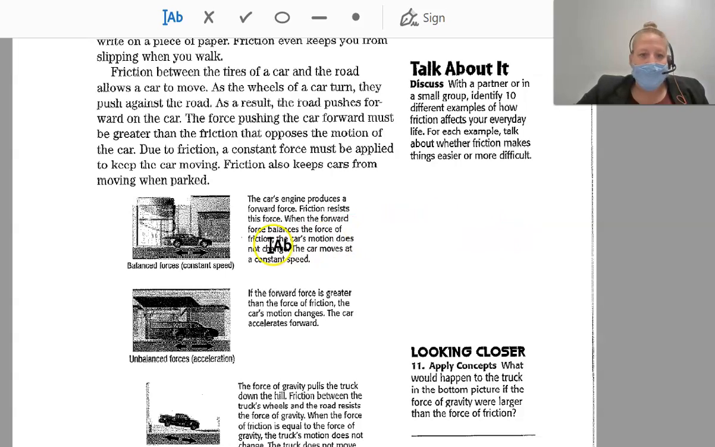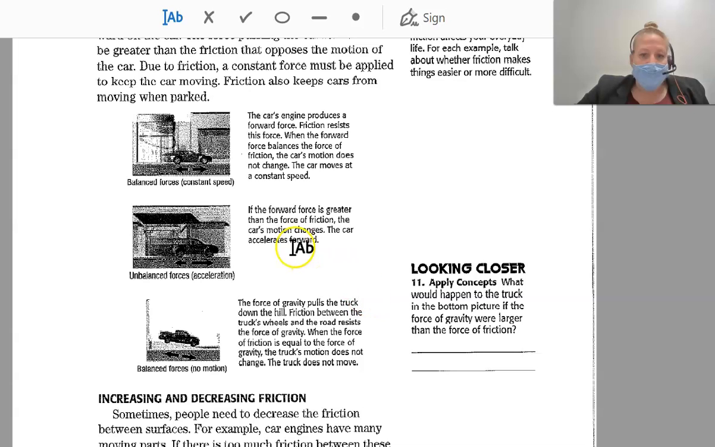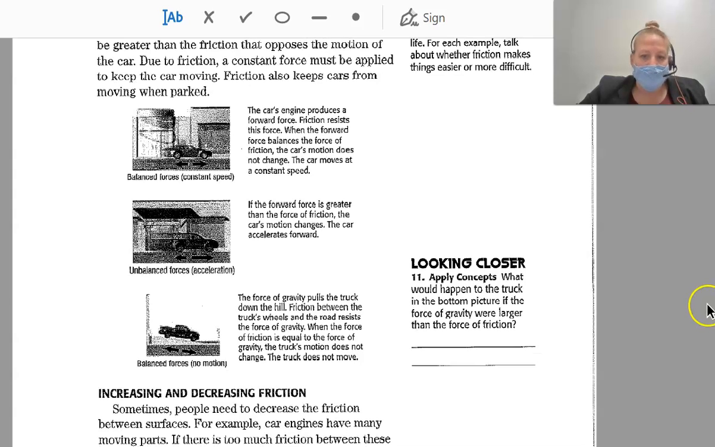Okay. The car's engine produces a forward force. Friction resists this force. When the forward force balances the force of friction, the car's motion does not change. The car moves at a constant speed. Okay? If the forward force is greater than the force of friction, the car's motion changes. The car accelerates forward.